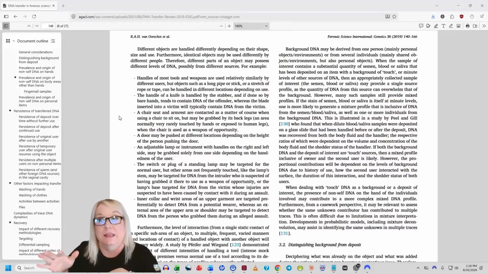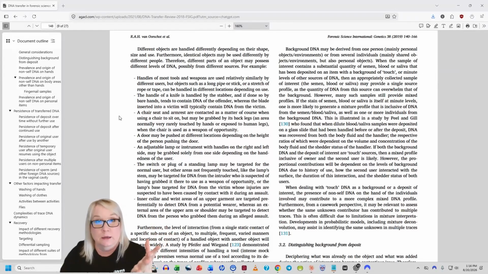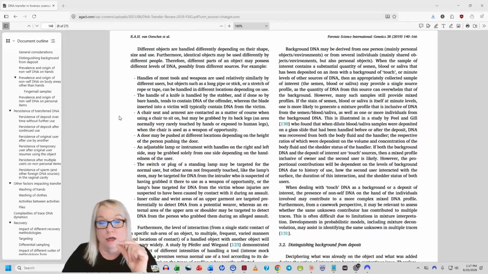background. Think about painting over, or let's talk about varnishing an unfinished wood coffee table, right? That varnish is just going to cover it. However, many such samples still provide mixed profiles. If the stain of mayonnaise, ketchup, or water is itself at minute levels, meaning little levels, one is more likely to generate a mixture profile that is inclusive of DNA from the mayonnaise, ketchup, and water, as well as one or more individuals from the background DNA.